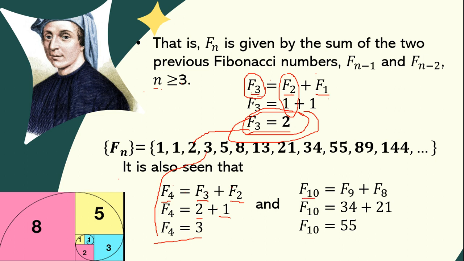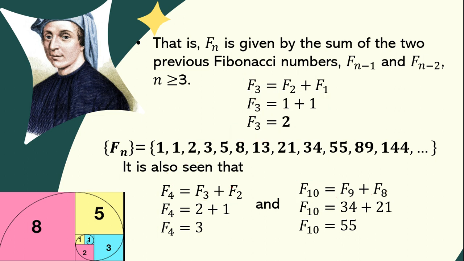And also f sub 10 is equal to f sub 9 plus f sub 8. So to get the 10th generation, we add the two generations before. The two generations before f sub 10 are f sub 9 and f sub 8.